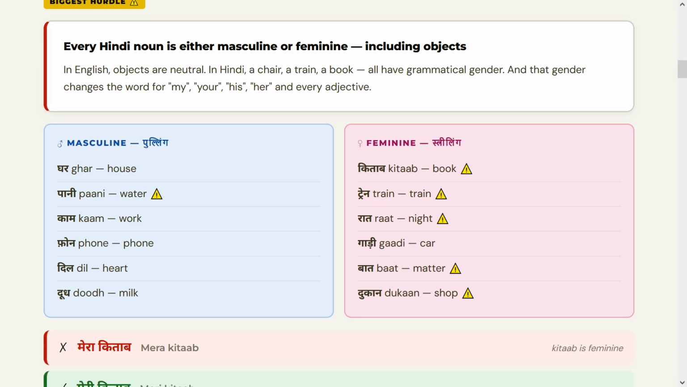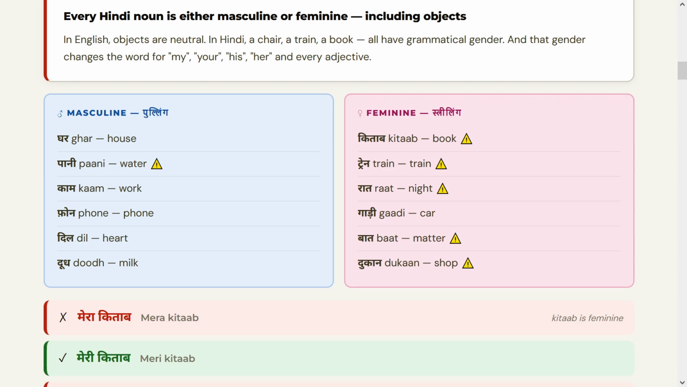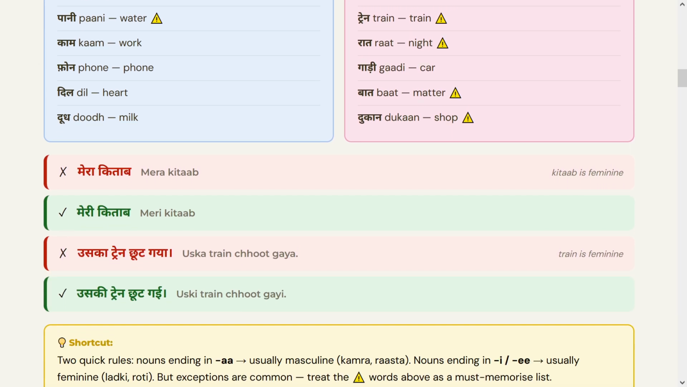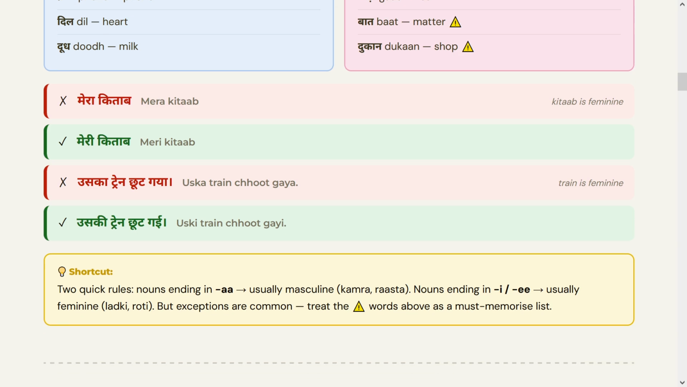Look at the two columns on screen. Masculine: ghar, house, pani, water, काम, work, phone. Feminine: kitaab, book, train, raat means night, gaadi, car, dukan, shop. Now watch what gender does to possession. Mera kitab, wrong. Kitab is feminine. Meri kitab, correct. उसका ट्रेन छूट गया, wrong. Train is feminine. उसकी ट्रेन छूट गई, correct. Both the possessive and the verb changed because of the gender of the noun.